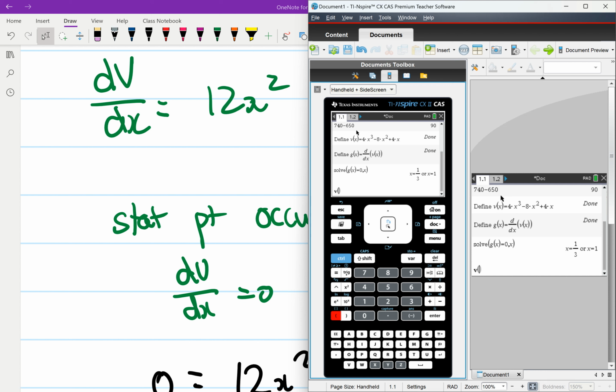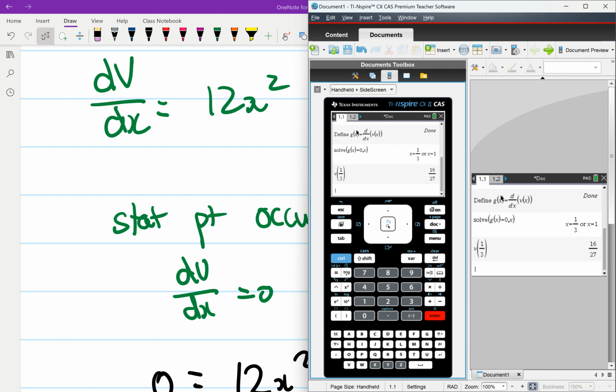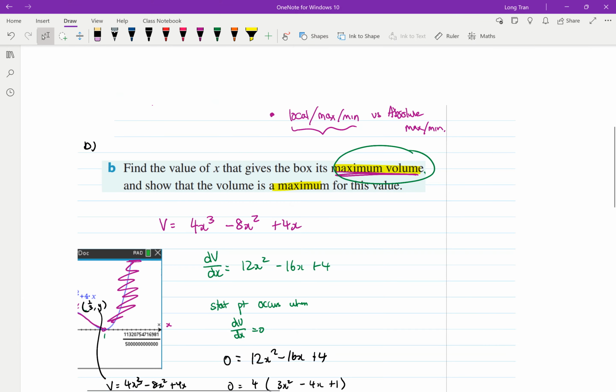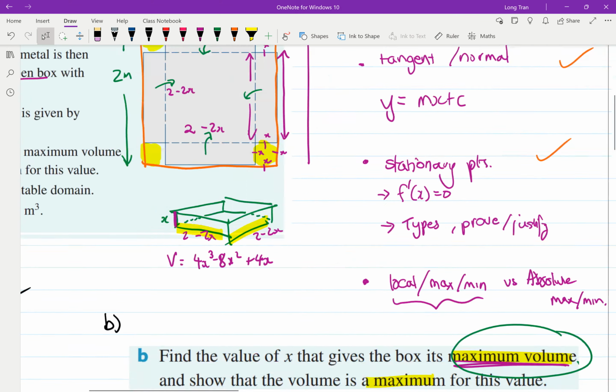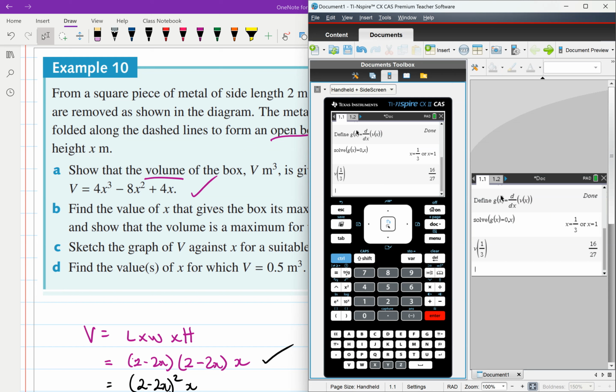So here we go. V of 1/3 is 16 on 27. Unless the question asks for decimal points, give it decimals. If they don't ask, you give it an exact value, and that with the units. In our case, the units should have been in, was it meters or centimeters? Meters. So you would have written 16 over 27 cubic meters. And that would be the max volume. Can you see what I'm doing there?